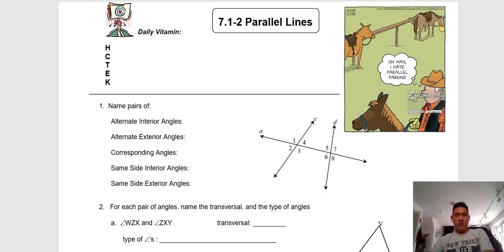Hi folks, we're moving on to Chapter 7. Chapter 7 is about quadrilaterals, but we're going to start out Chapter 7 with working with parallel lines.